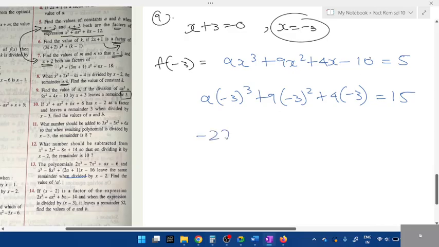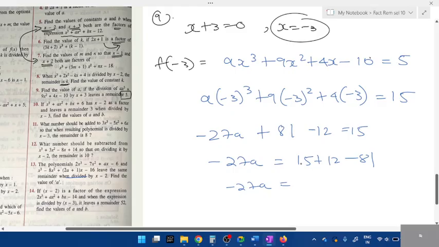So you get minus 27a plus 9 nines are 81. Minus into pluses. Minus 12, right? 7a. How much is 81 minus 12, students? Or shift it to the other side. 15 plus 12 is 27. Is it 54?